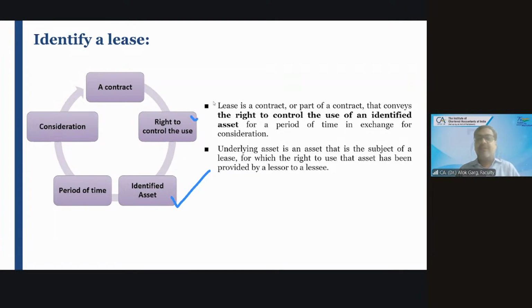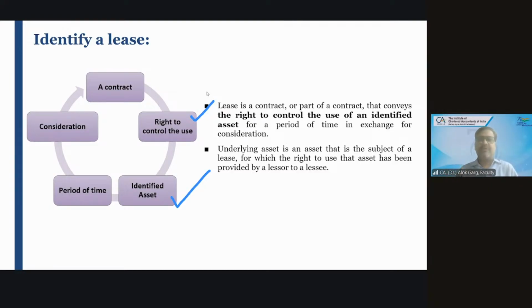Then we discussed right to control the use of the asset. And what 2 conditions did we discuss in right to control the use? Right to direct and the substantial economic benefits. Yes. So substantial economic benefit from using the asset.